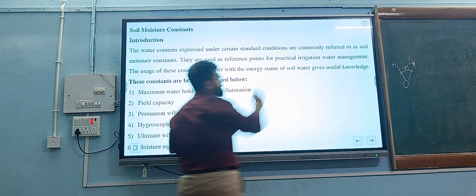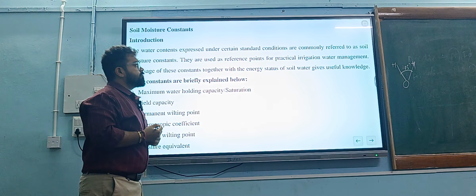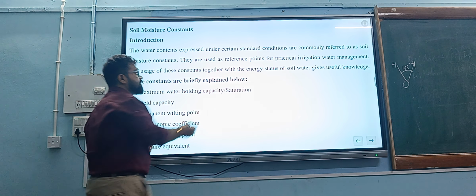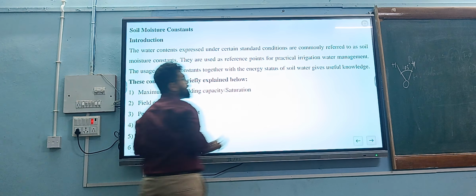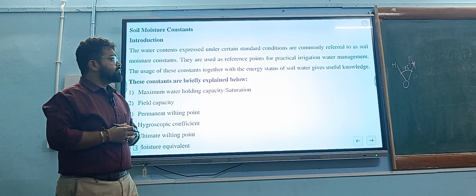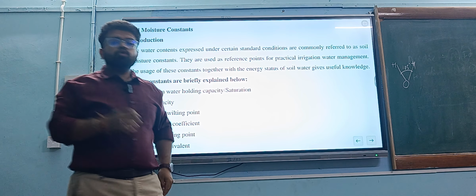What are those standard conditions? We'll deal with each individual observation referred to as a soil moisture constant. They are used as reference points for practical irrigation water management, and the use of these constants together with the energy status of the soil water gives you useful knowledge.